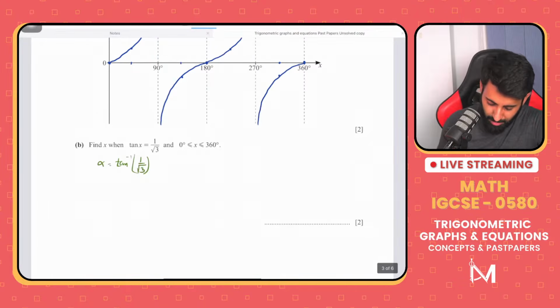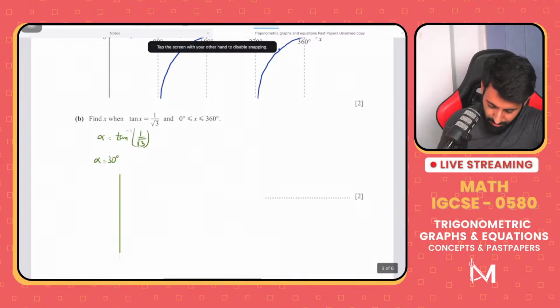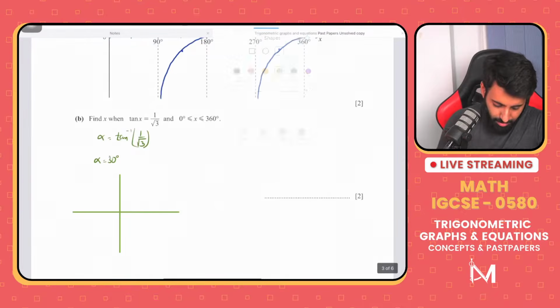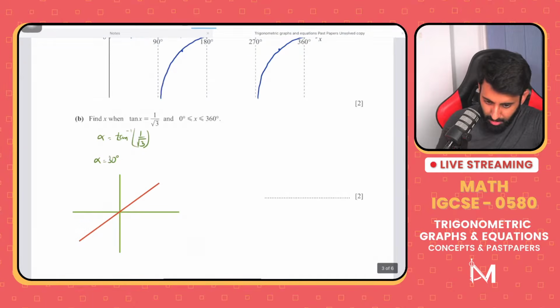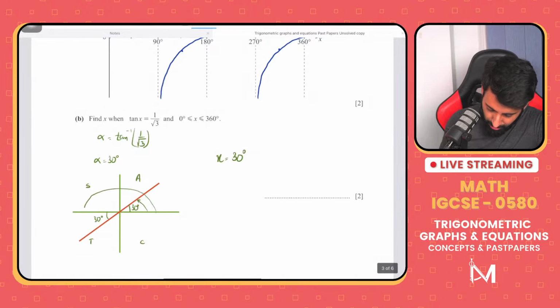So we have 30. Now because it's positive, that means it could be in the first quadrant or it could be in the third quadrant. Okay, something like this. So A, S, T, C. Here's 30 and here is 30 as well. Now we start finding out the value of x, which is 30 degrees in the first quadrant, and then in the third quadrant it's going to be 180 plus 30, which means it's going to be 30 and 210.